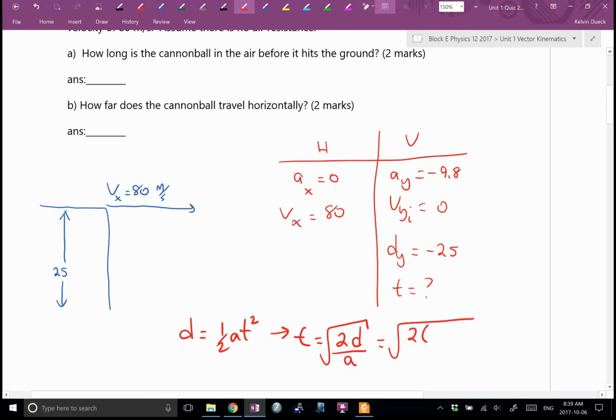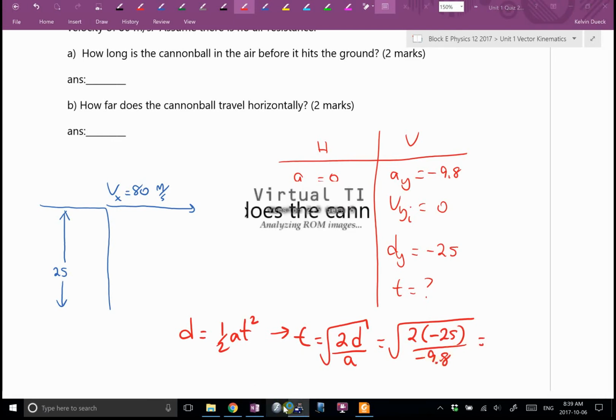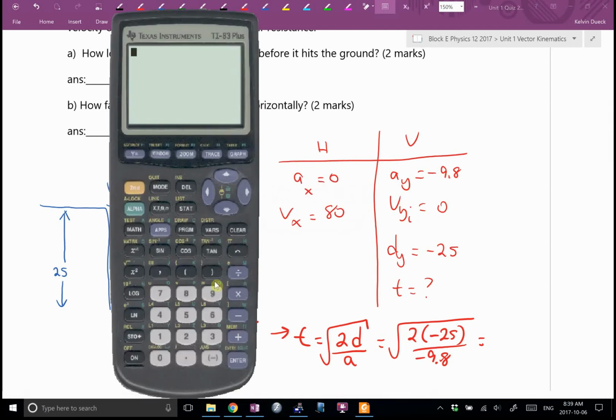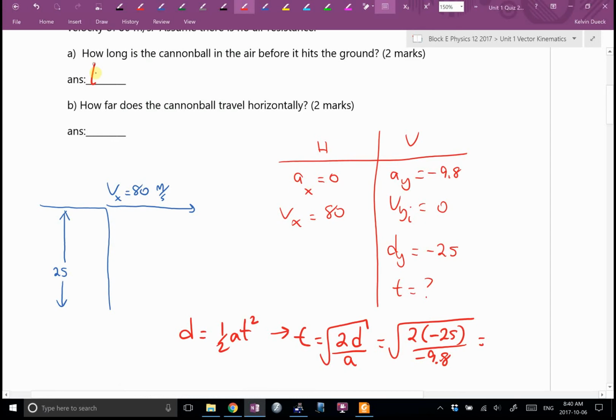2 times negative 25 divided by negative 9.8. It's going to be 2 point something, I think. Unless I did the math totally wrong in my head, which is possible. 2 times negative 25 divided by negative 9.8. Yeah, 2 point something. It's going to be the square root of 5.2. Up there in my answer, I'm going to go 2.26 seconds. If you got that right, that gets you 2 marks. If you forgot to put units, take a half mark off. If you didn't get that right, I'll show you the part marks that I would give out in a bit.